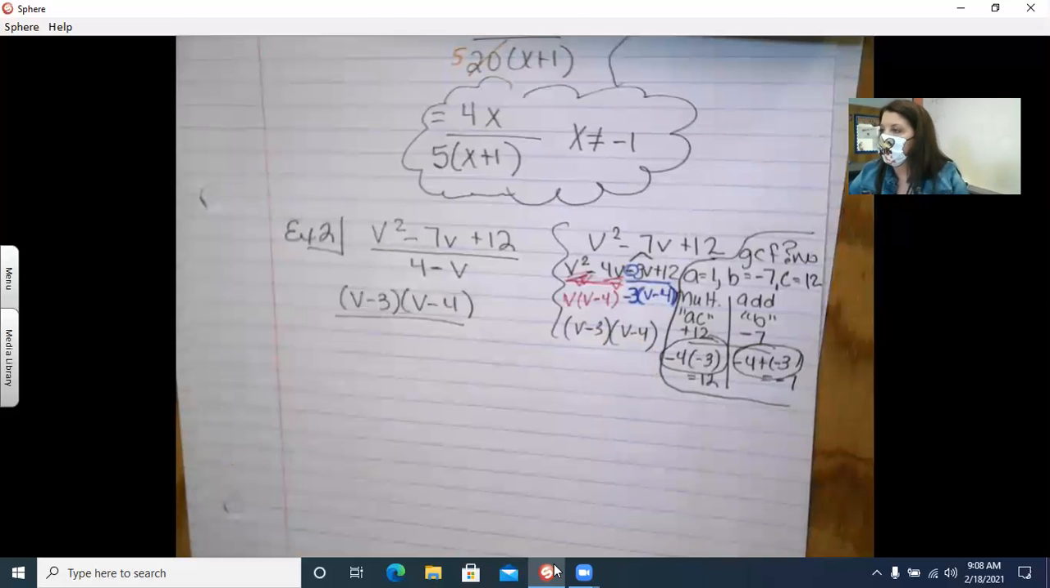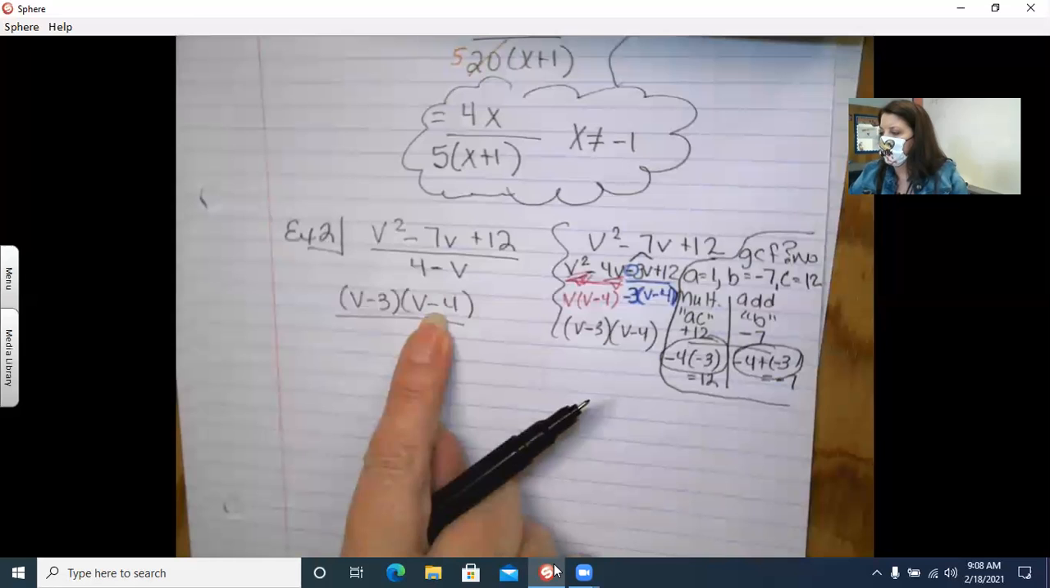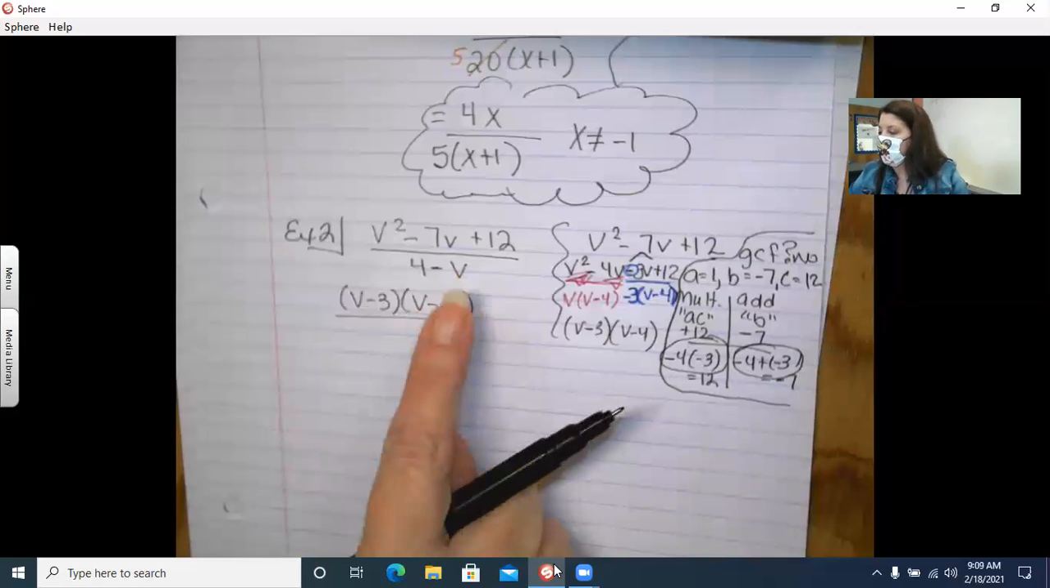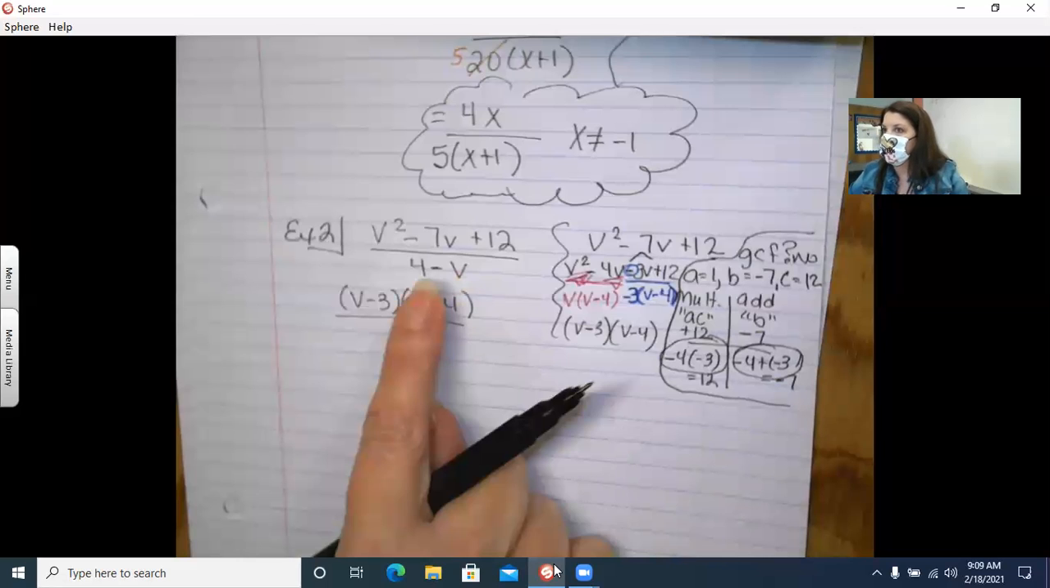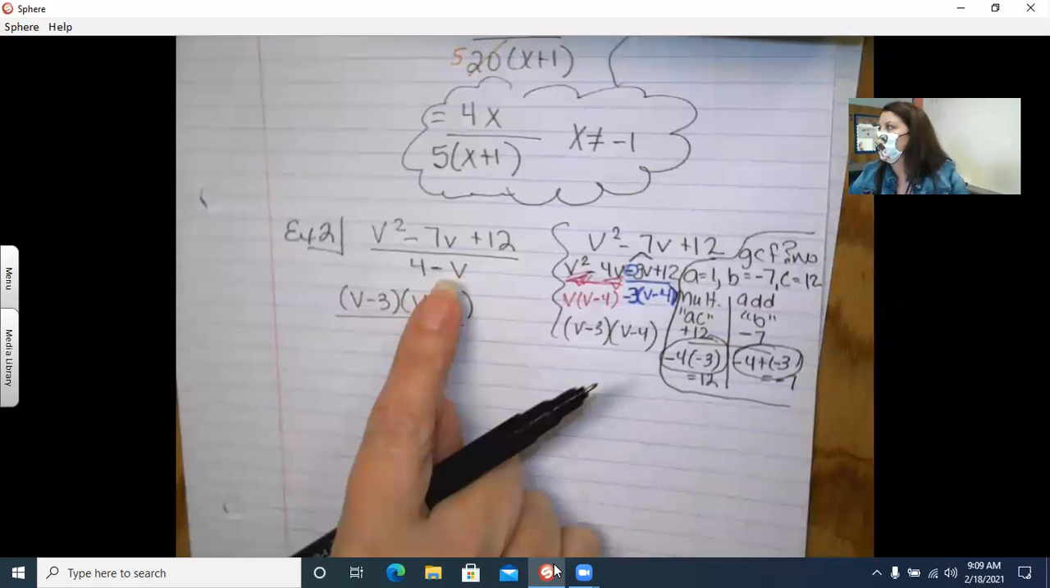Is it okay if I put V minus 4 and then V minus 3? Yes. Now look at your denominator. Does 4 minus V, is that the same thing as V minus 4? No, because this V is negative, this V is positive, this 4 is positive, this 4 is negative. But also notice it's not written in standard form. That V should be first in standard form. And a lot of times, if your leading term's negative, they'll rewrite it like this.